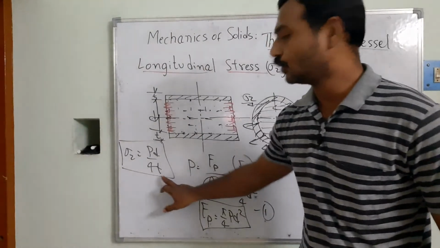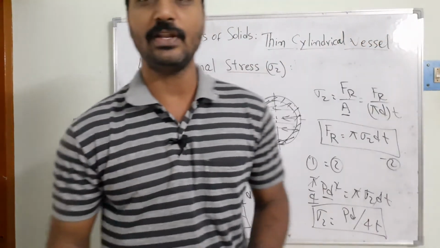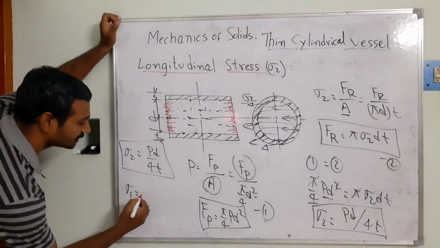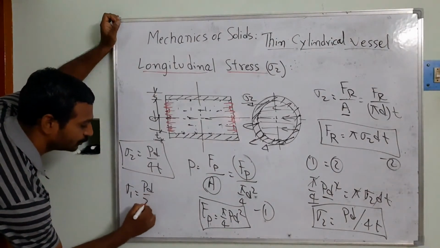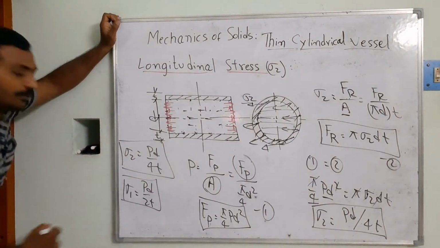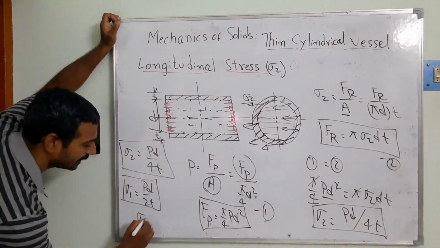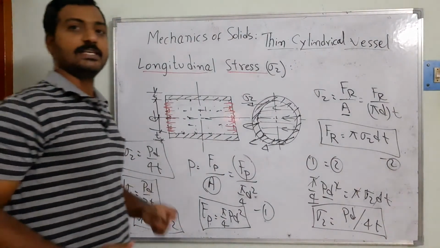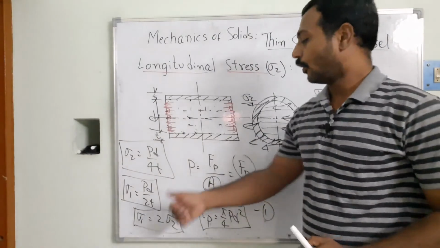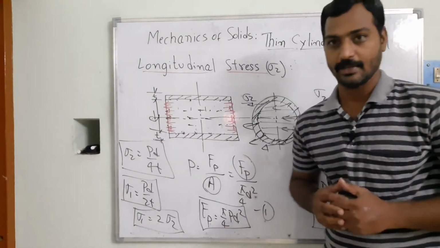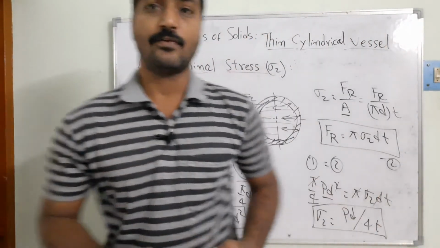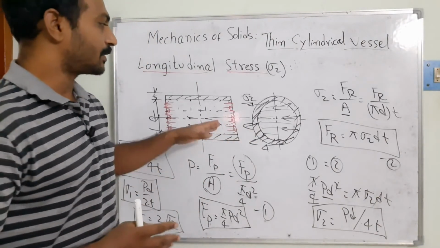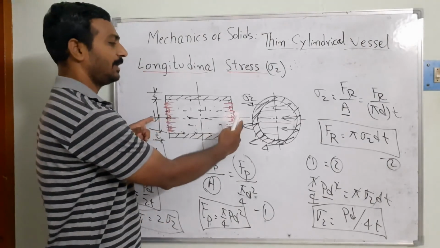Similarly, for the circumferential case, we get 2t. The relationship between the circumferential stress and the longitudinal stress: sigma 1 is the circumferential stress, p d by 2t. From this, sigma 1 is equal to 2 into sigma 2. That means the circumferential stress is twice the longitudinal stress. This is the way we develop the mathematical model to understand the response of pressure vessels when the longitudinal force is acting on that system.